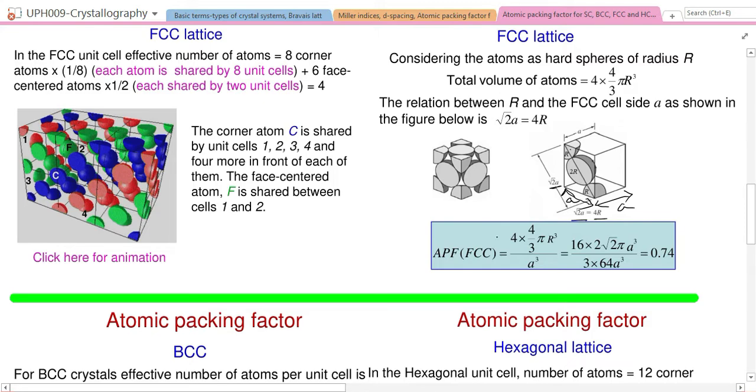So from here you can find some relationship between a and r, which is the radius of the atom. And then you take the ratio of the volume of the atoms and the volume of the unit cell. The volume of the unit cell is, if a is the lattice constant, that means side length, then it's a cube. So a cube. 4 into 4/3 pi r cube is the total volume of the atoms that are there in this. So you see this empty space within the unit cell. Due to these empty spaces, the atomic packing factor is not equal to 1, it's less than that. And when you replace this r with a from this relationship, you take the ratio and calculate it. It would turn out to be equal to 0.74. That means the atomic packing factor for FCC lattice is 0.74.